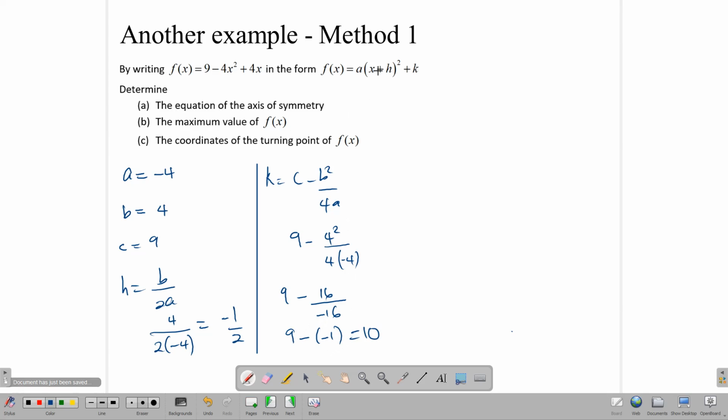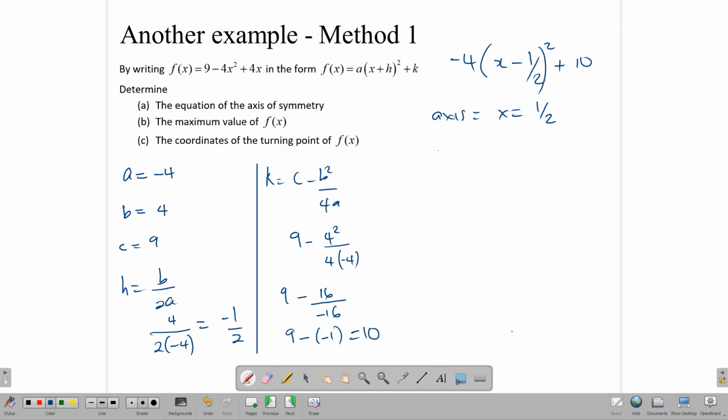And so we can rewrite our function. a was negative 4. So we write negative 4, open bracket, x. What is our h? h is negative 1/2. So we have that right there. Put the square, and our k is 10, positive 10. And so here we would have it, that we have written it in that form, and we can now write down the equation of the axis of symmetry. So the axis here would be x equal positive 1/2. Just solving this, x gives us a positive 1/2.